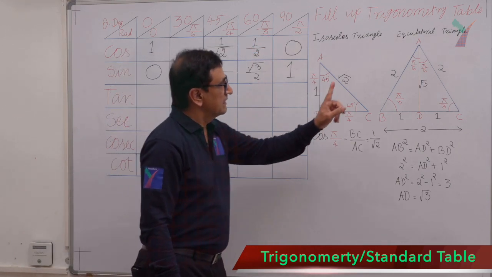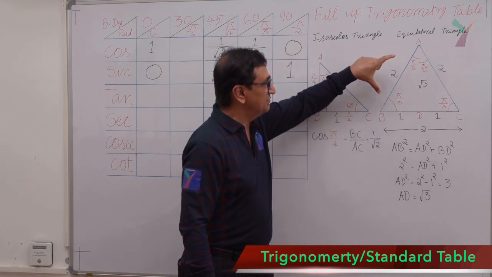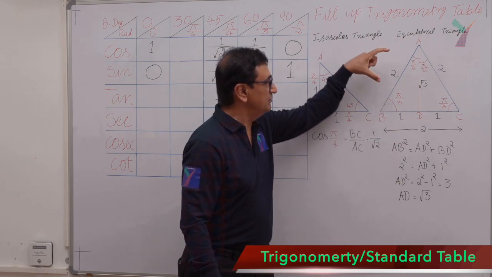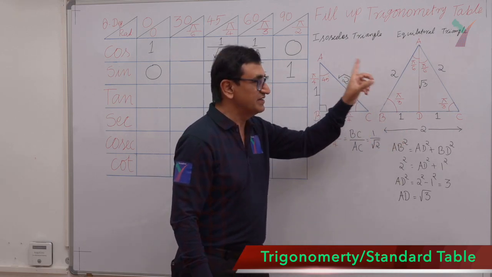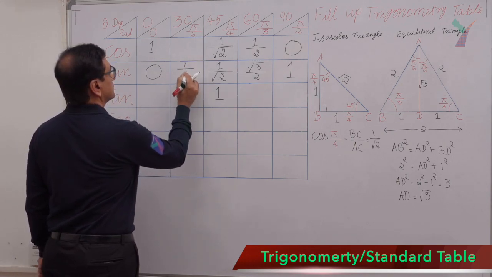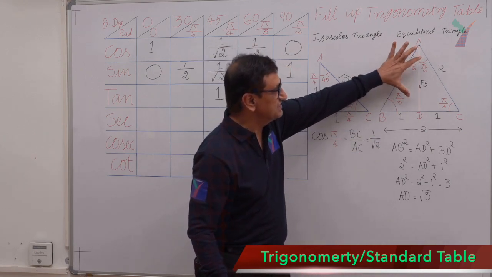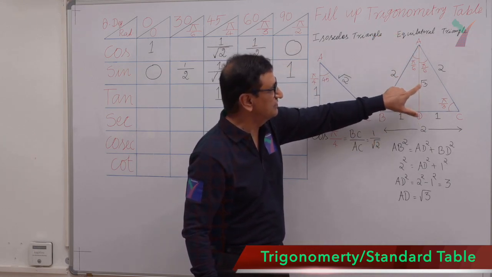Then sin pi by 6 is again opposite side by hypotenuse. That is BD by AB. That is 1 divided by 2. And cos pi by 6, adjacent side by hypotenuse. That is square root of 3 divided by 2.